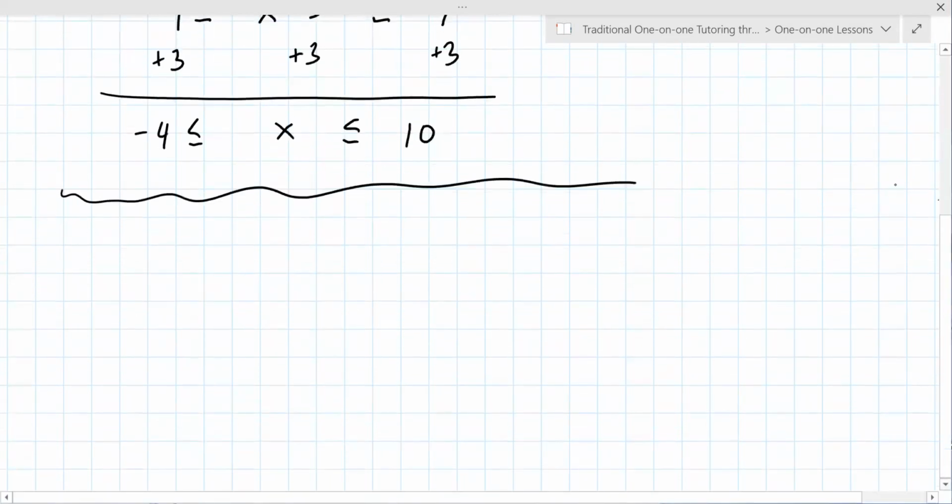Let's do another problem here. Let's look at another problem. Let's go absolute value x plus 2 less than or equal to 6.